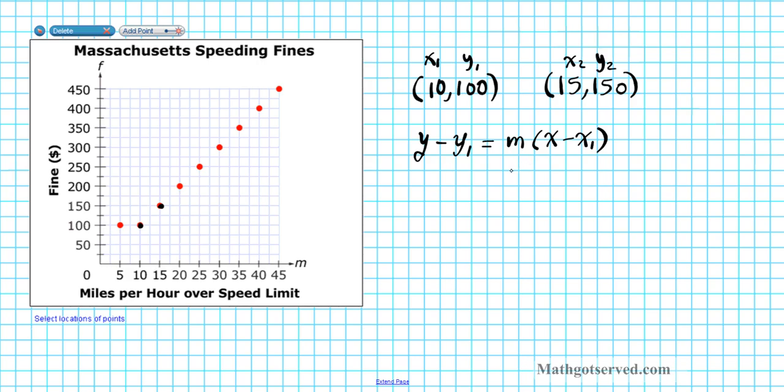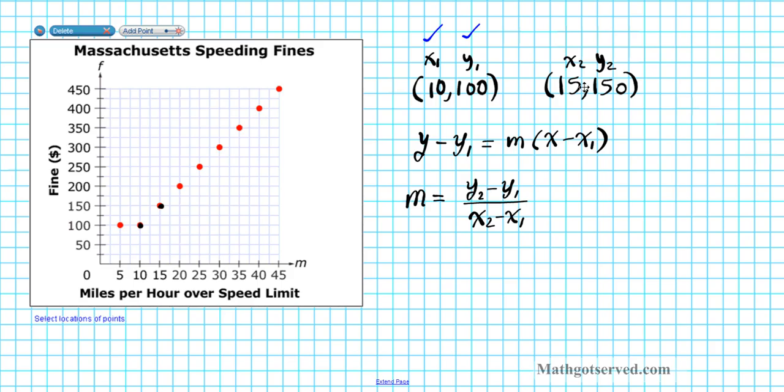In this equation, we just need 3 things. We need the point x1, y1, and the slope, m. If you notice, we already have x1 and y1. We just need to find our slope, okay? So how do we find m? M is rise over run. Rise is y2 minus y1, over run, x2 minus x1, okay?